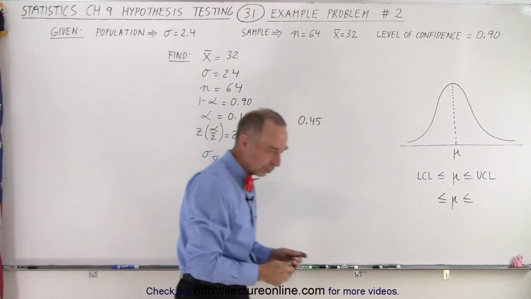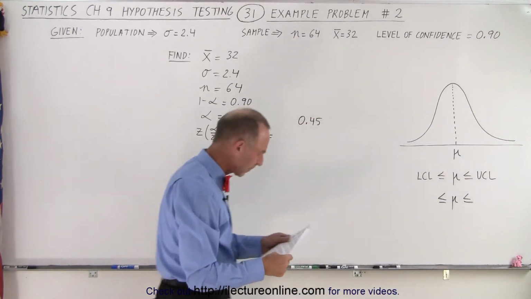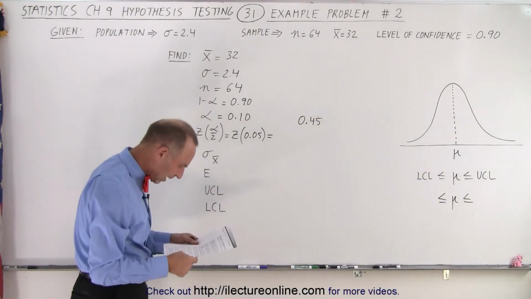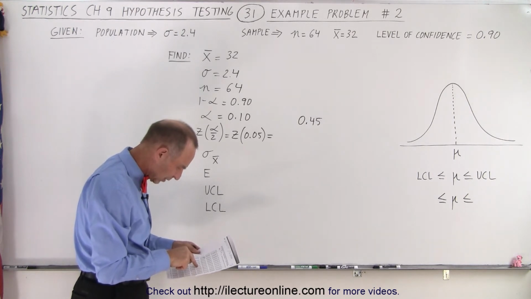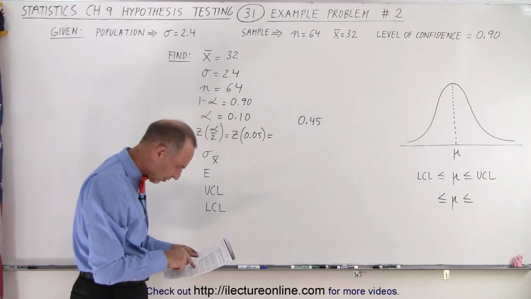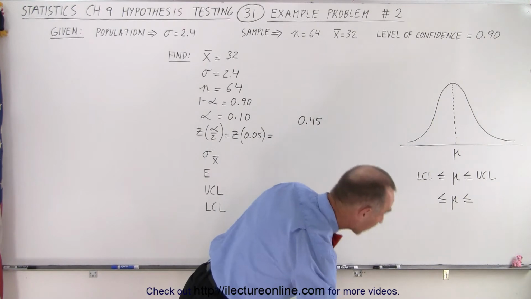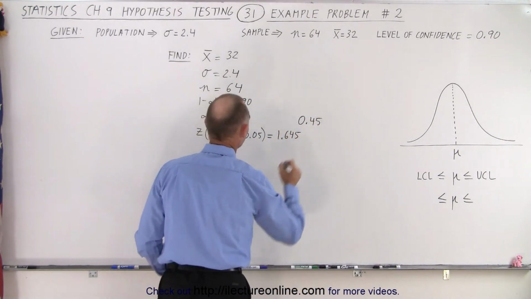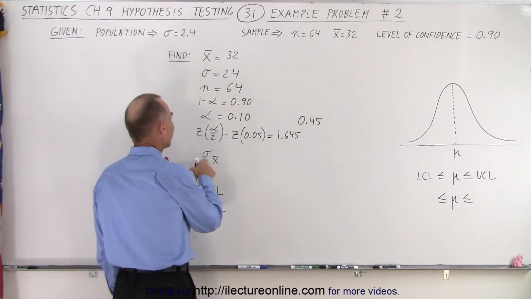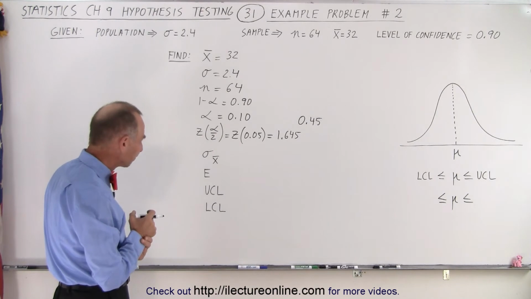All right, so let's find the z-score. Here's my table. So we're looking at 0.45 on the table, which is right here, and that would give us 1.645, I believe. Let's see here, 1.645. Yep, that's about it. So that's about 1.645.